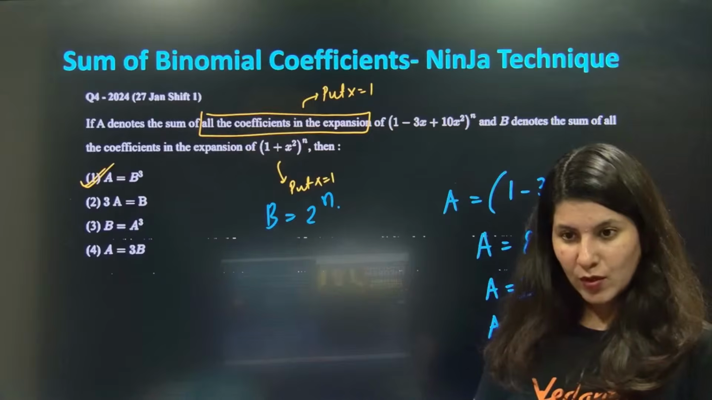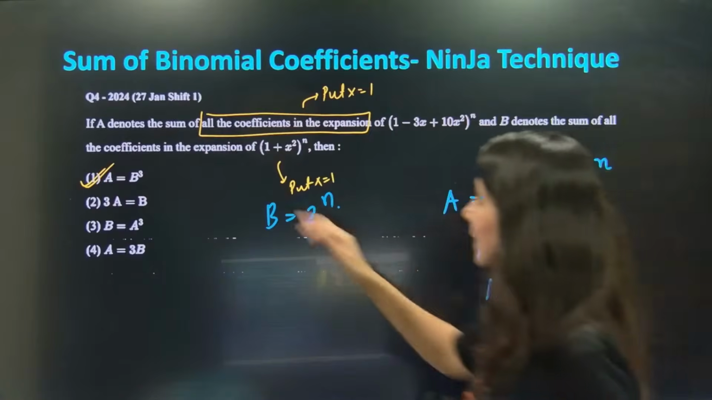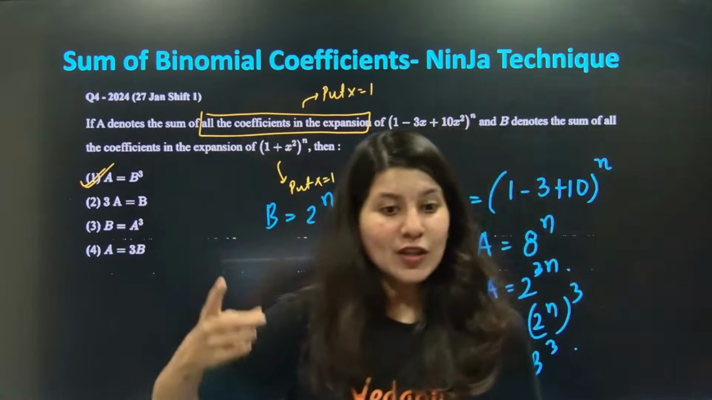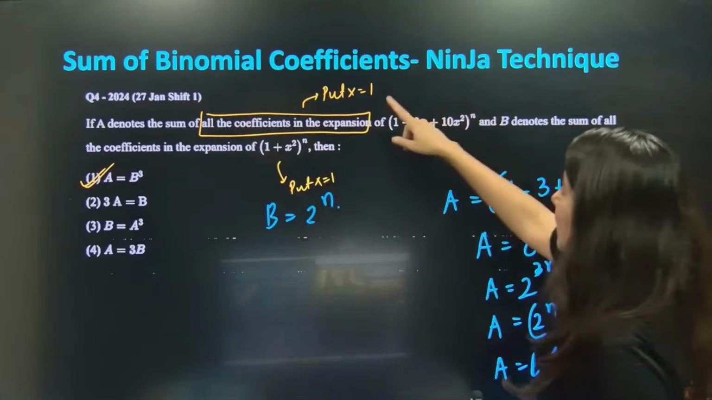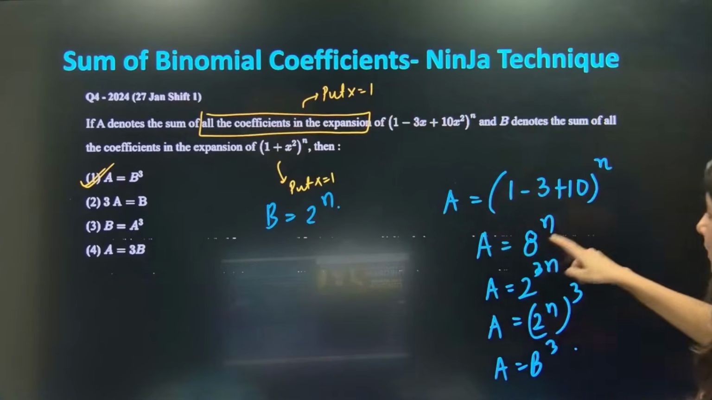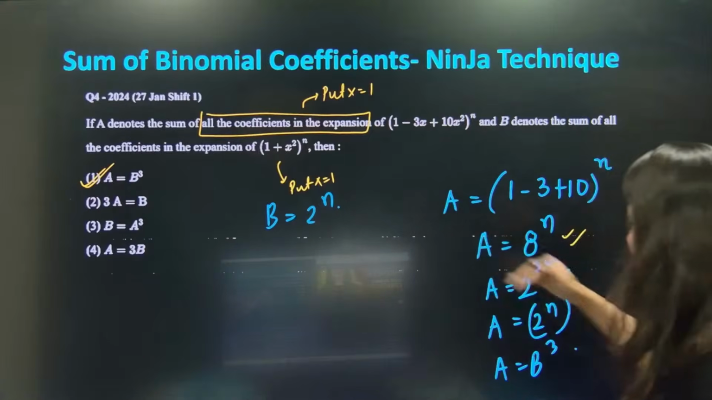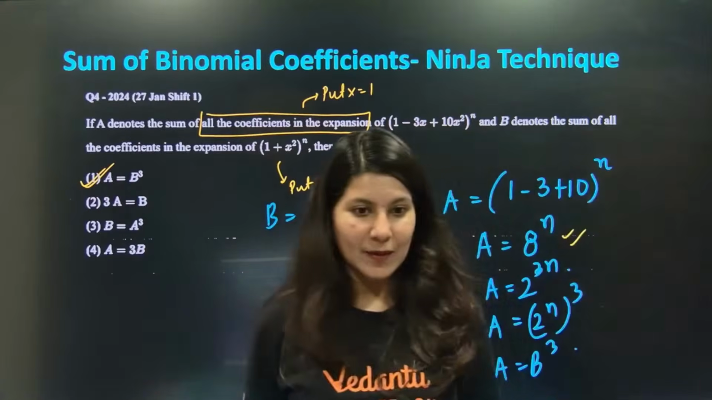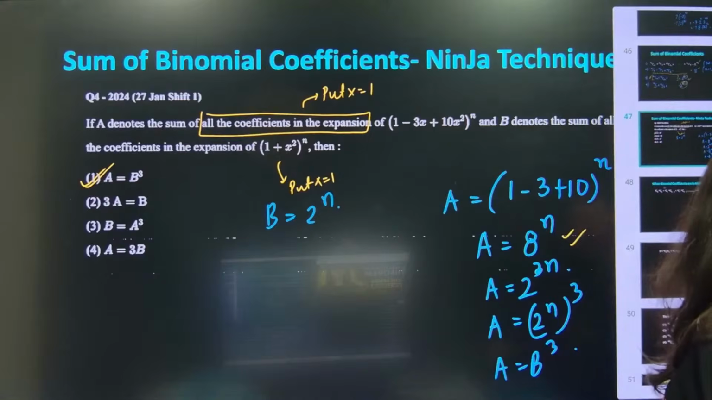What I was talking about is, whenever the sum of all the coefficients is given to you, just put x equals 1. All the variables should be 1 basically, and the moment you do that, can you see 8 power n, which is 2 power 3n, and here, so the relation between these is option A. Okay? Yes? All right, everybody, getting it?